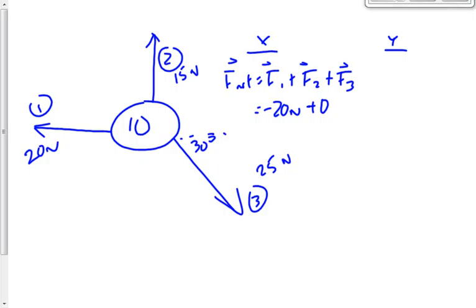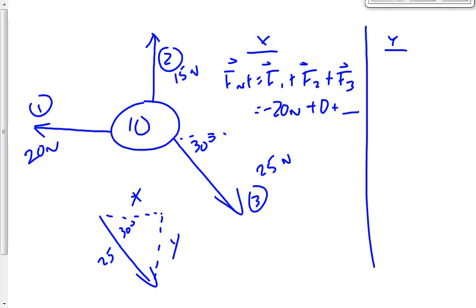F3, well, we don't know its value. It says 25 right here, but we would have to find the X component. We're not going to go and actually get the number for it, but you know how we do it, right? This is 25, this is 30 degrees, this is my X side, this is my Y side. I'd use cosine to get my X side, and then I'd plug the number in right here. Then I do the same thing with the Y component. F net is equal to the sum of the forces again, F1 plus F2 plus F3.